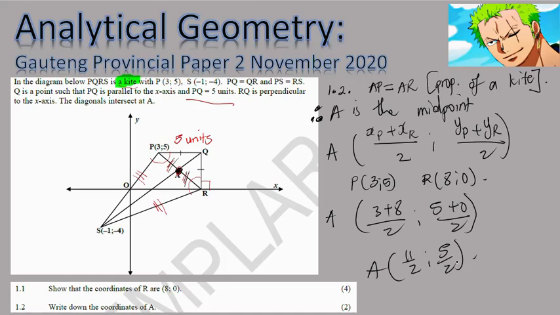Leave it as a fraction. Analytical geometry, we love fractions. Now, to save time, next question.